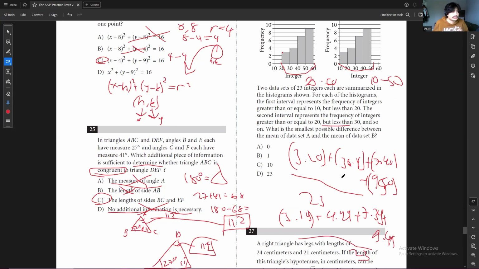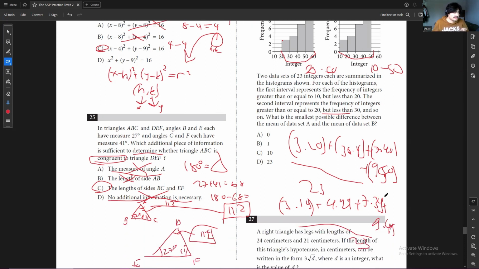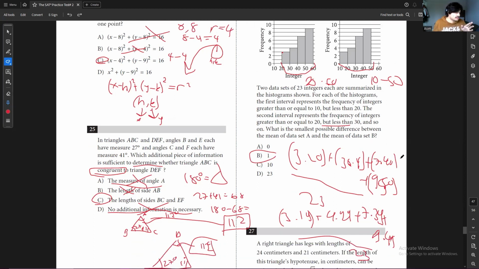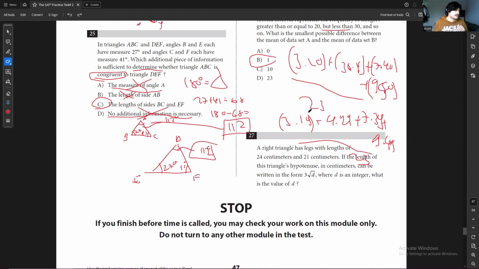So I did what I had to do: I made these values closer to each other to get the closest mean value. After that, we just plug this into our calculator and find the difference, which is what the question is asking. If you subtract the mean of data set B from the mean of data set A, you're just going to get 1.